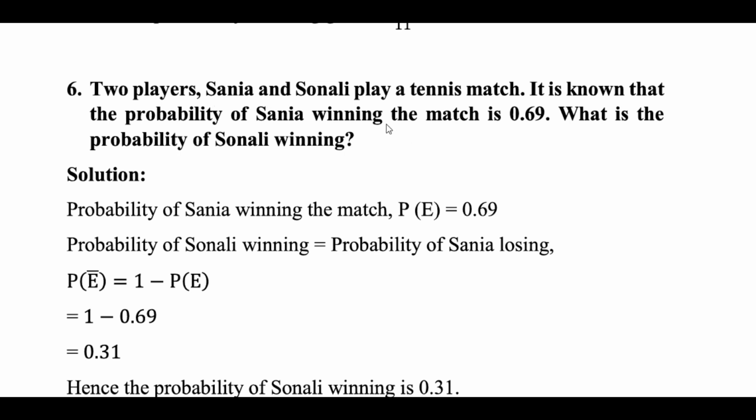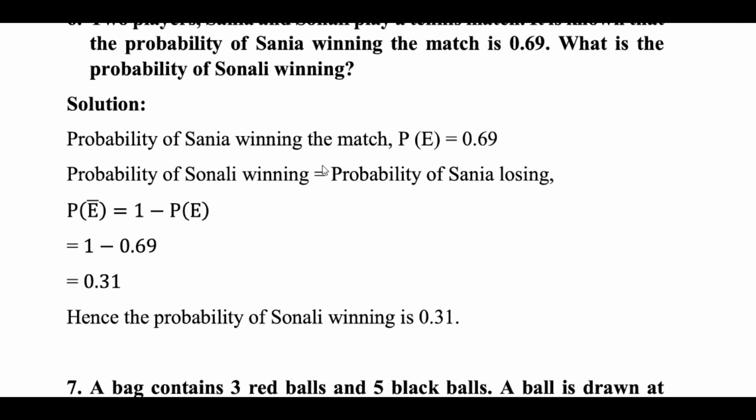Two players, Sania and Sonali, play a tennis match. It is known that the probability of Sania winning the match is 0.69. So what is the probability that Sonali wins? So here the given information is that Sania winning the match is 0.69. So the probability of Sonali winning will be 1 minus 0.69, that comes to 0.31. So the probability of Sonali winning will be 0.31.